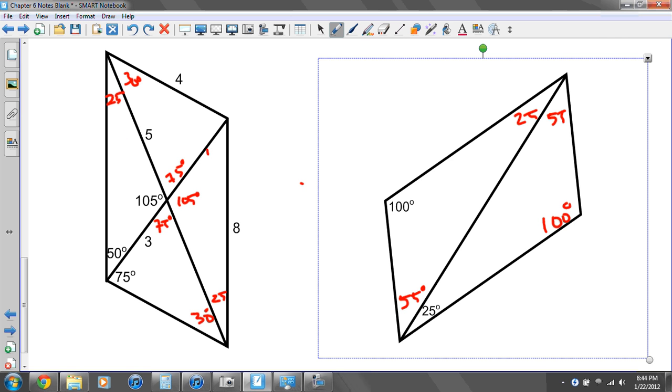These have to be the same as what I had down here. Since this is 5, this other piece of that same diagonal is 5 because the diagonals are bisected. So this would be 3. Opposite sides are congruent, so this is 8. And this is 4.